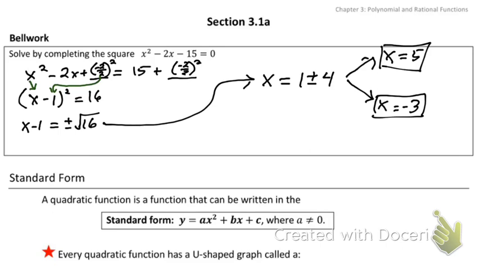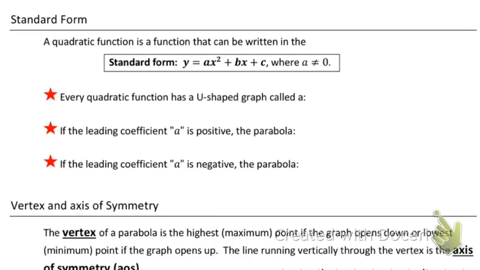All right. First thing we're going to talk about is quadratic equation. Quadratic equation in standard form is a function that can be written as y equals ax squared plus bx plus c, where a does not equal 0. Every quadratic function has a U-shaped graph called a parabola. Or a parabola if you want to pronounce it wrong.